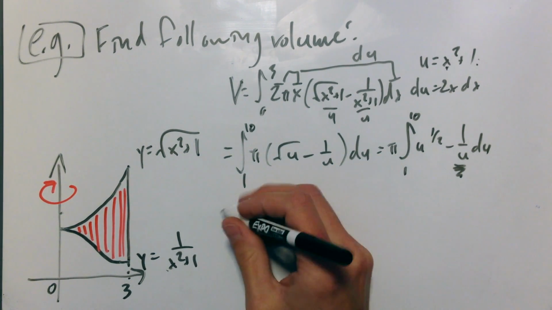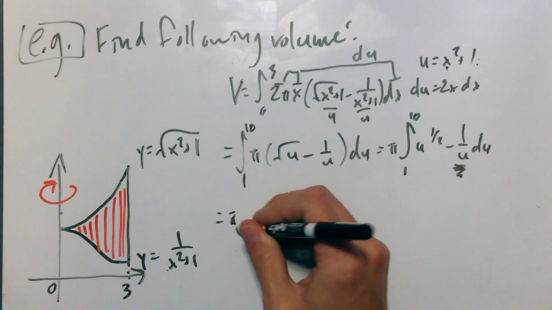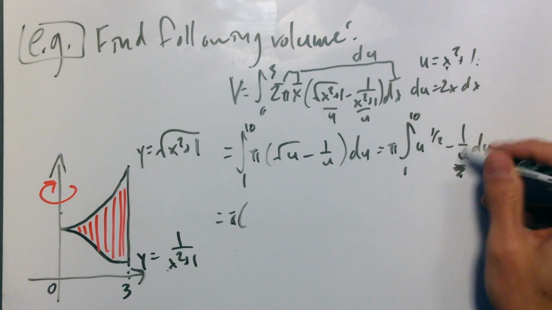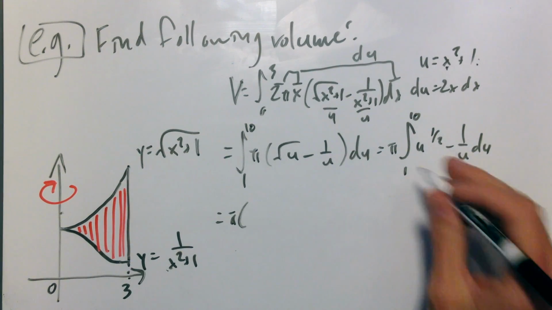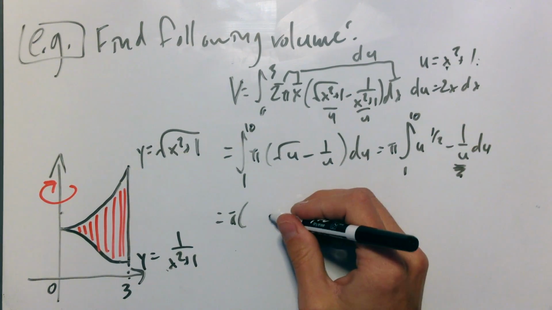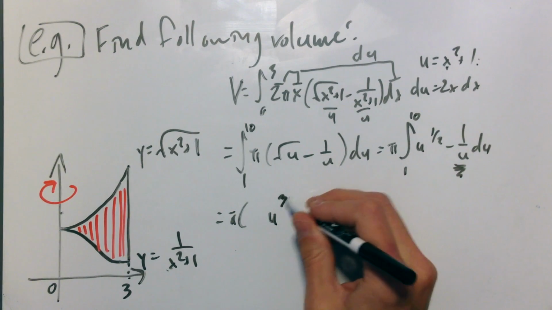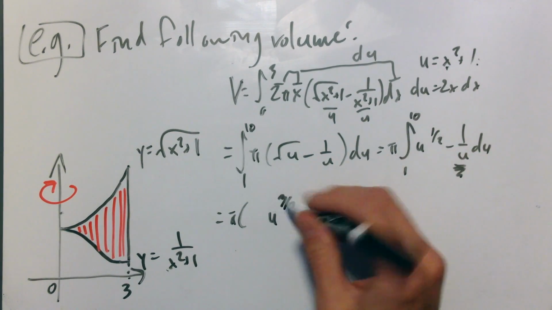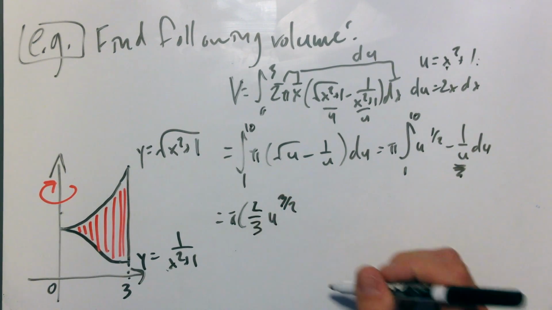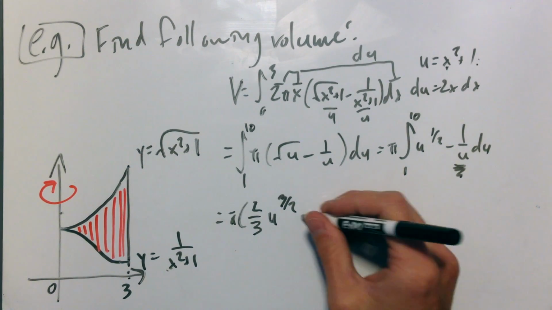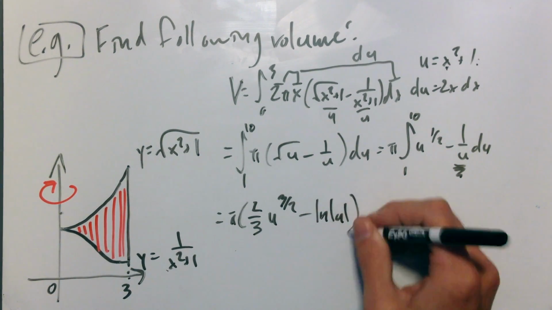Don't divide by 0. Instead, what we really should be getting is the natural log of the absolute value of u. Anyways, the power rule says change 1/2 to 3/2 on u to the 1/2, and then divide by the new power, which is the same as multiplying by its reciprocal, which is 2/3, minus the natural log of the absolute value of u.